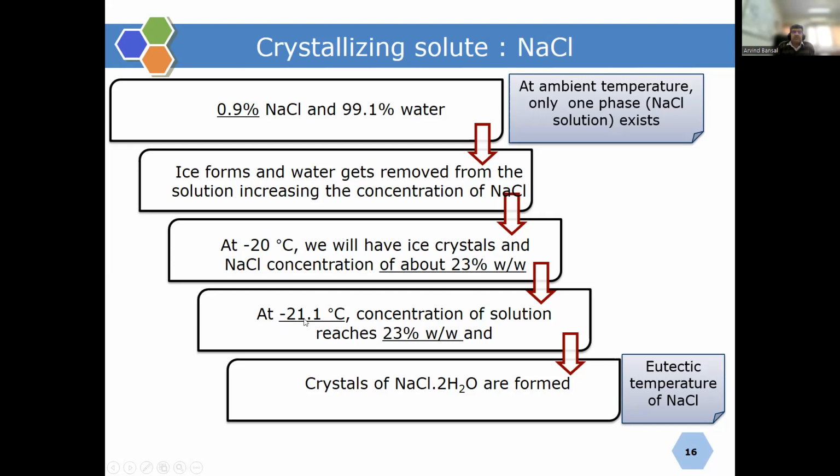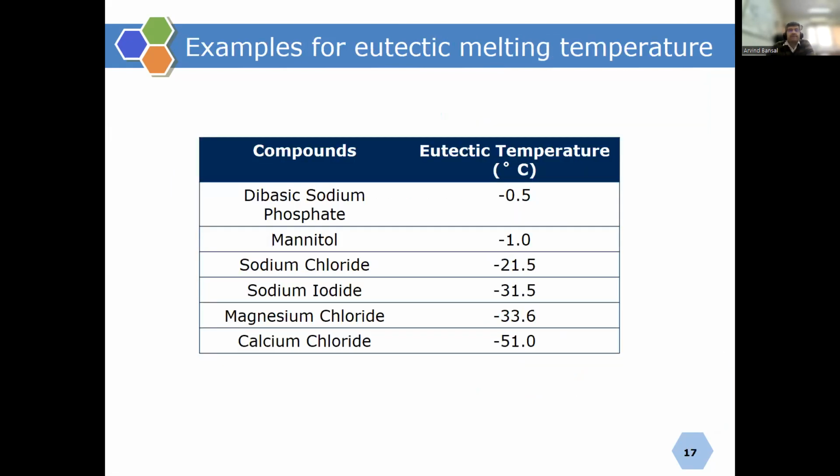And at minus 21.1, the concentration of the solution reaches 23%, which is the maximal freeze concentration. And if we cool further, crystals of sodium chloride dihydrate are formed. So minus 21.1 is the eutectic temperature of sodium chloride, because below that temperature, a phase separation of sodium chloride takes place from the solution of sodium chloride.